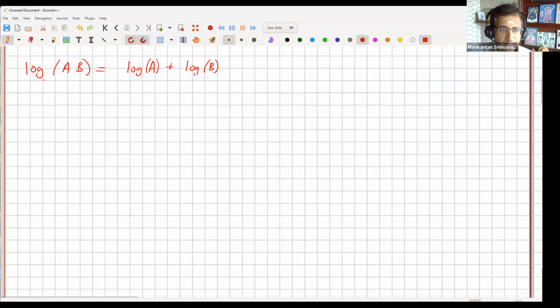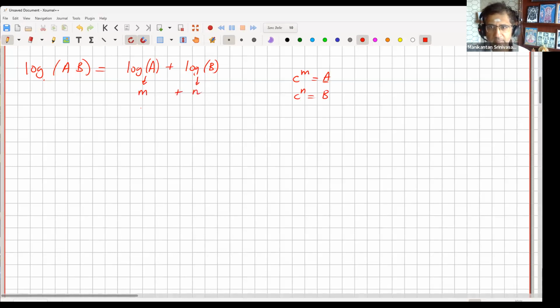And this is fairly easy to understand, right? So for now, let's pretend the base is C. Let's say C power M is A and C power N is B. So this means log A to the base C is M. That's what this means, right? Because C power M is this. And this is N. So the right-hand side is M plus N.